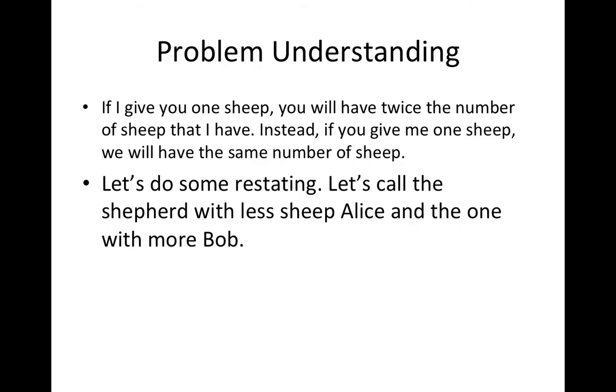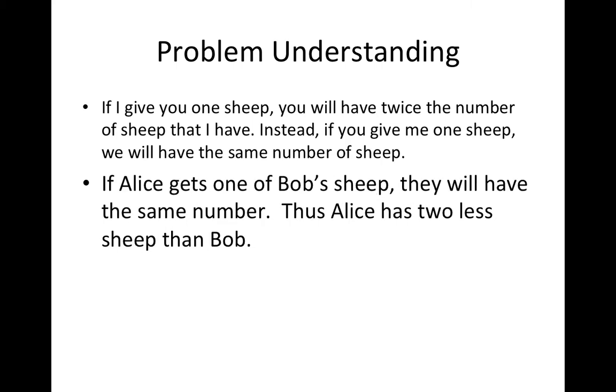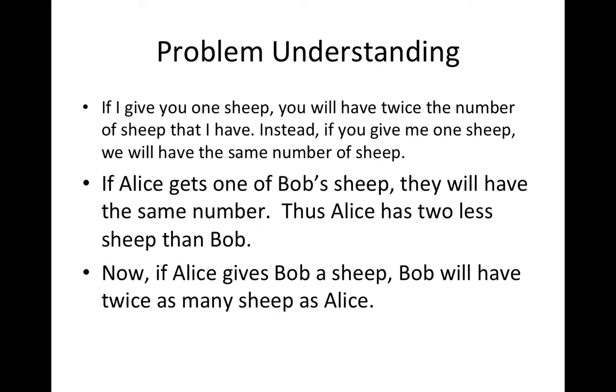Let's suppose that Alice has fewer sheep and Bob has more sheep. Then if Alice gets one of Bob's sheep, they'd have the same number. That means that Alice and Bob differ by 2, right? Because if Alice goes up by 1 and Bob goes down by 1, then they're equal. So Alice has 2 fewer sheep than Bob. Looking at that other statement, if Alice gives Bob a sheep, Bob will have twice as many sheep as Alice.